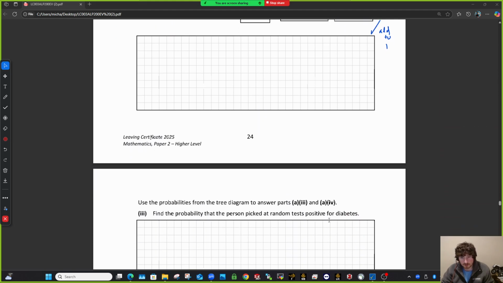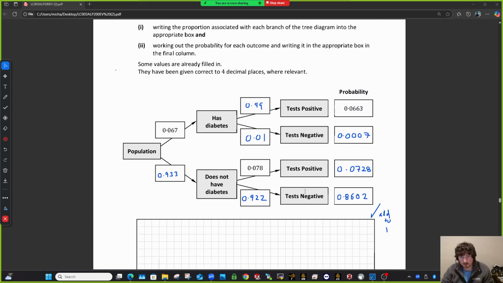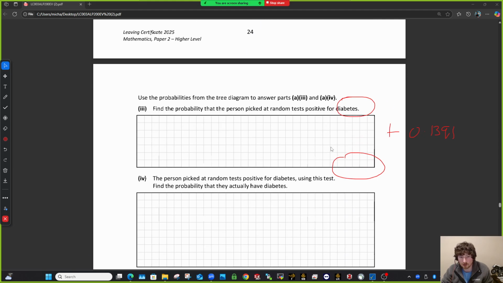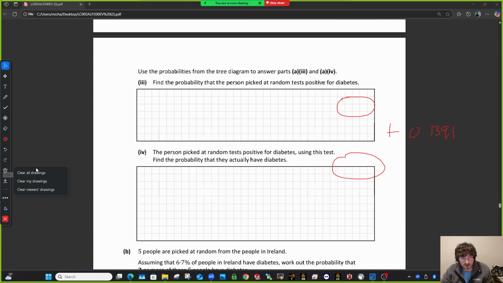Find the probability that a person picked at random tests positive for diabetes. So that's these people, and then that's these people added together. So if you add those two things I've put in red together, you'll get 0.1391. And then there's a really good question here. So let's study this.